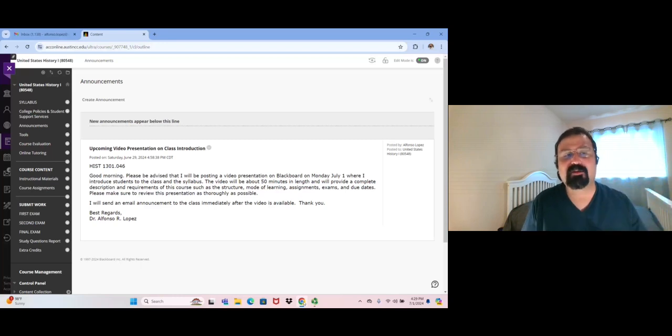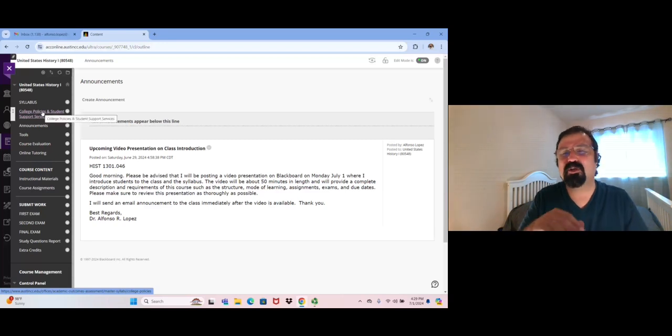The first area, the topmost part, contains the syllabus, as you can see, and also the college policies and student support services. All the rules and regulations are stated there, including the information of very important departments of the college whenever you want to receive assistance for technical support, library, accessibility services, and the like. All of that is stated there.